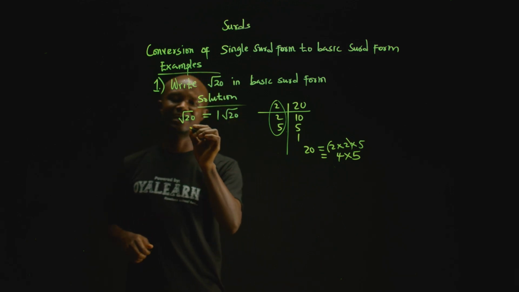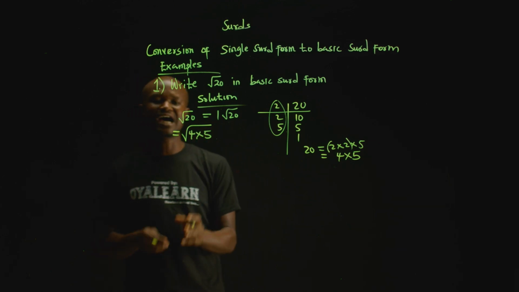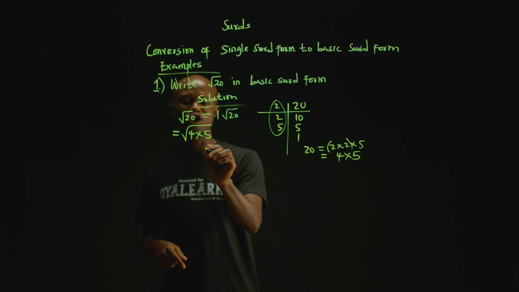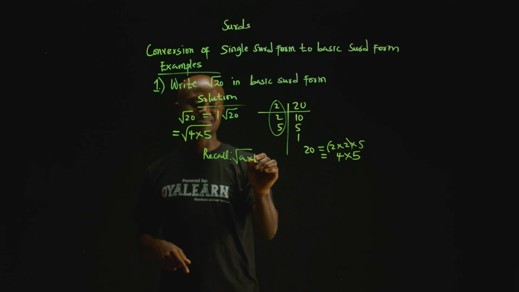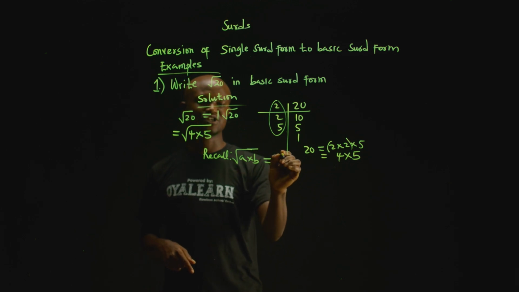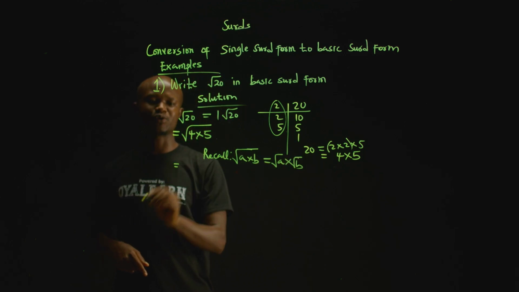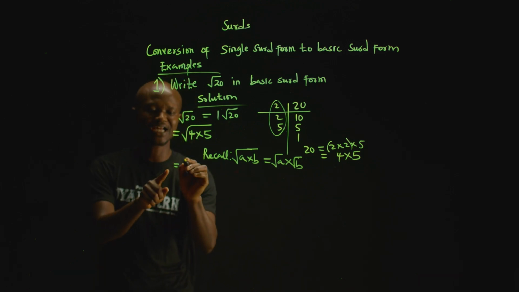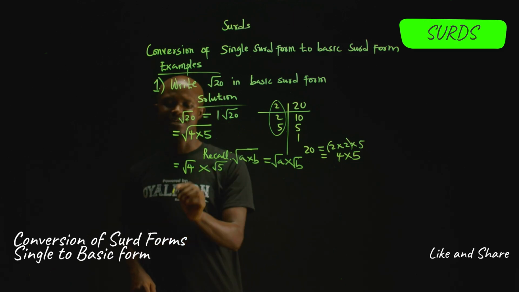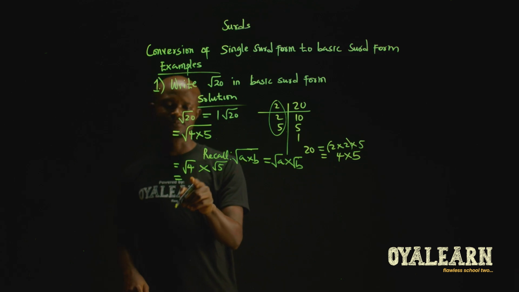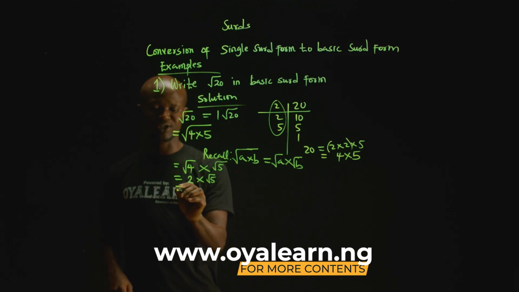So we now come here and write 4 times 5. Now, applying the law of surd, recall that square root of A times B is the same thing as what? Square root of A times square root of B. Now, looking at what we have here, what are we having? Since we are having 4 times 5 now, we now have this to be root 4 times root 5. Now, what is the square root of 4? That will give us 2. Then times square root of 5.